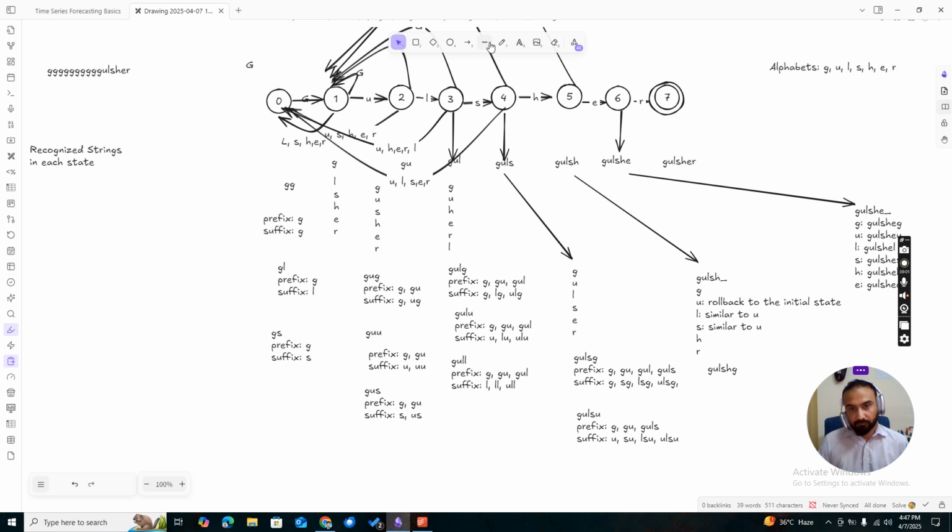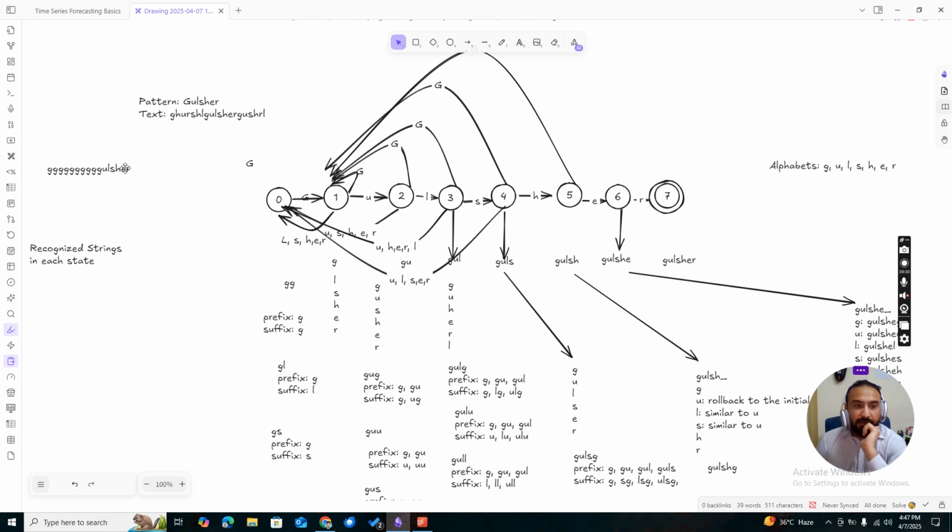So now the correct alphabet has occurred, which is R, and now we are transiting from the sixth state to the seventh state, this one right here. Now the string GULSHER is recognized, but we did the example for this text, so what if after GULSHER there are also alphabets? There is again L, R, S, H, like this one. Then what will we do? So this pattern is recognized now, but after this we have again L.